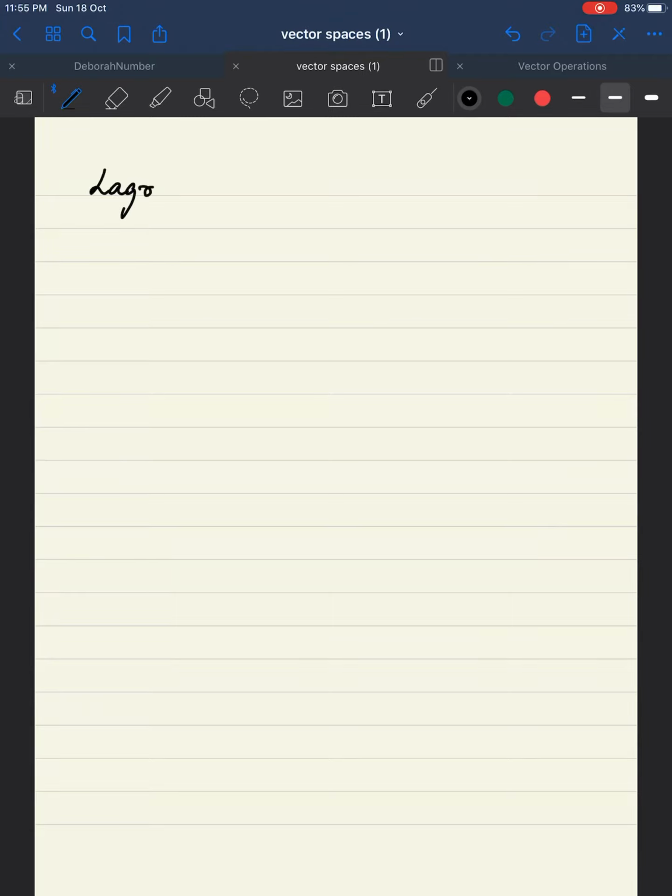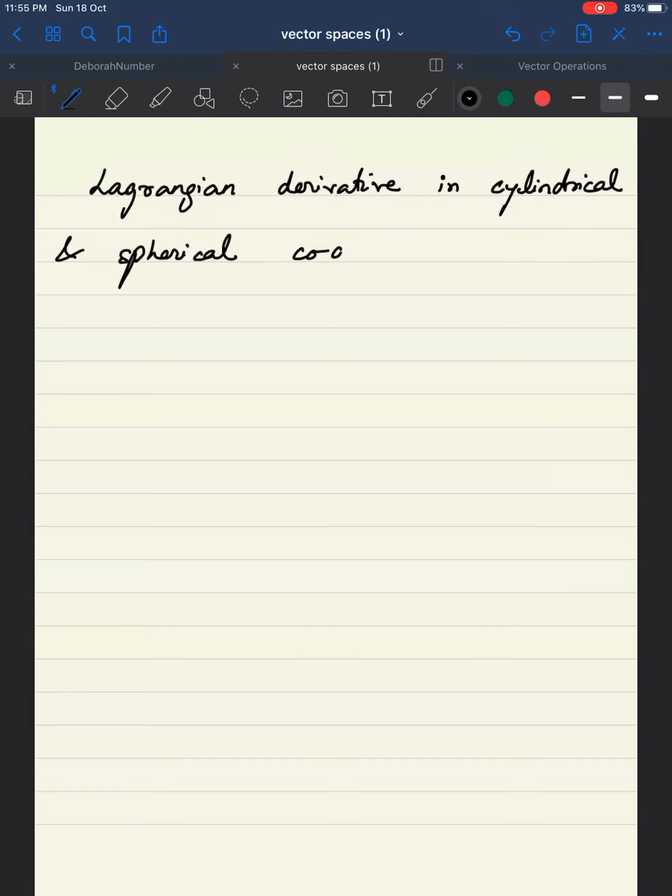Lagrangian derivative in cylindrical and spherical coordinates. Yeah. So for cylindrical coordinates, for example, the overall equations remain straightforward. It's very simple and something that you are probably already familiar with.